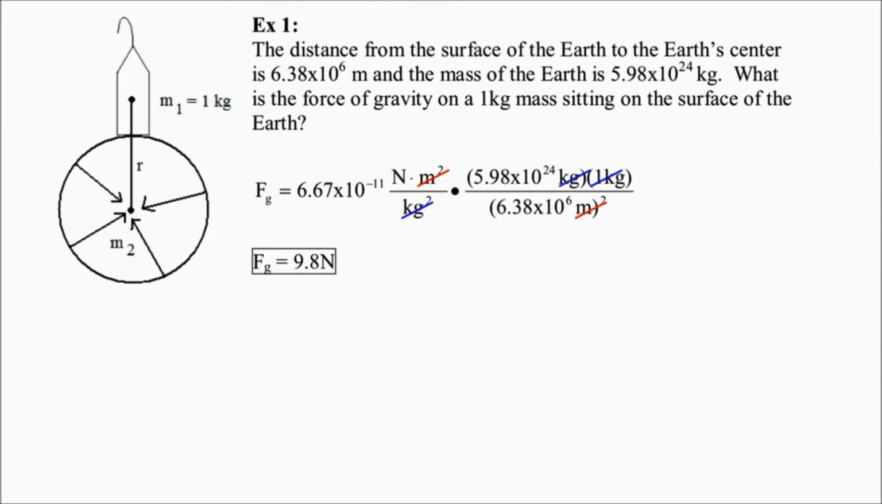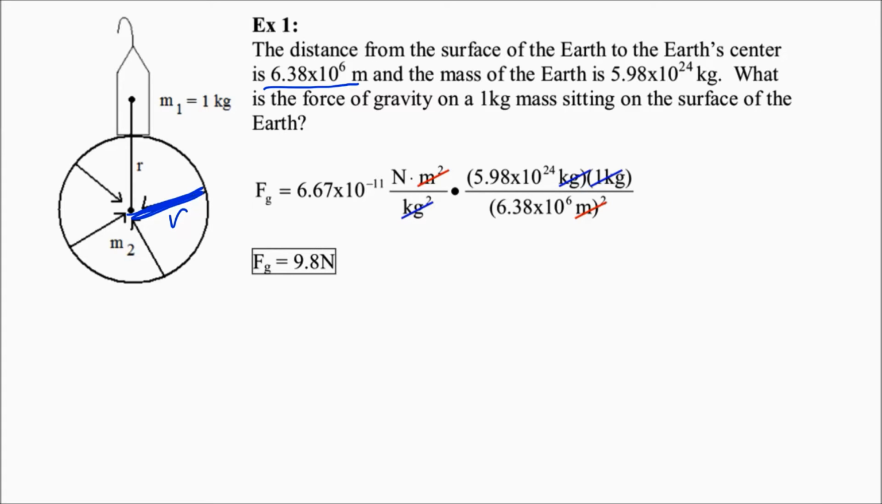Okay, so the distance from the surface of the Earth to the Earth's center, so that would be this distance right here, is 6.38 times 10 to the 6th meters. In other words, that's the radius of the Earth. So I'm going to kind of color code that there so you see that. And the mass of the Earth is 5.98 times 10 to the 24th kilograms. What is the force of gravity on a 1 kilogram mass sitting on the surface of the Earth?